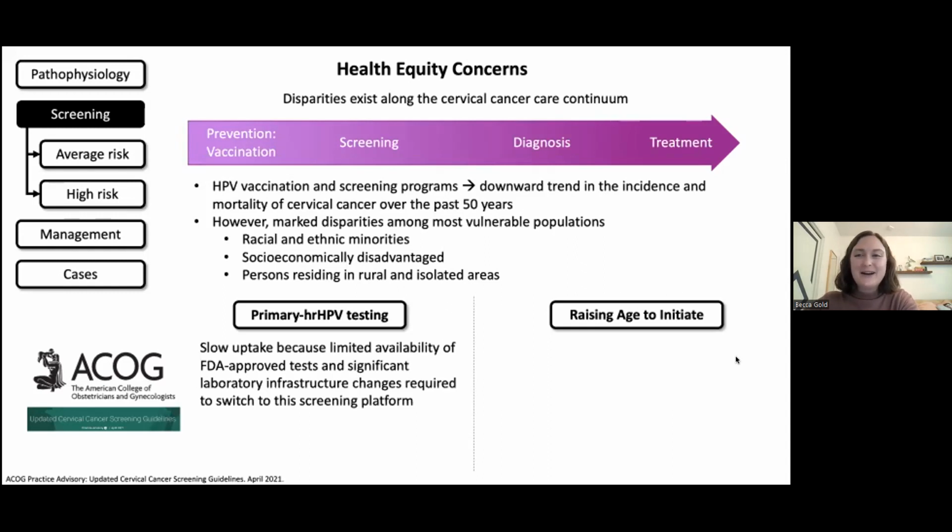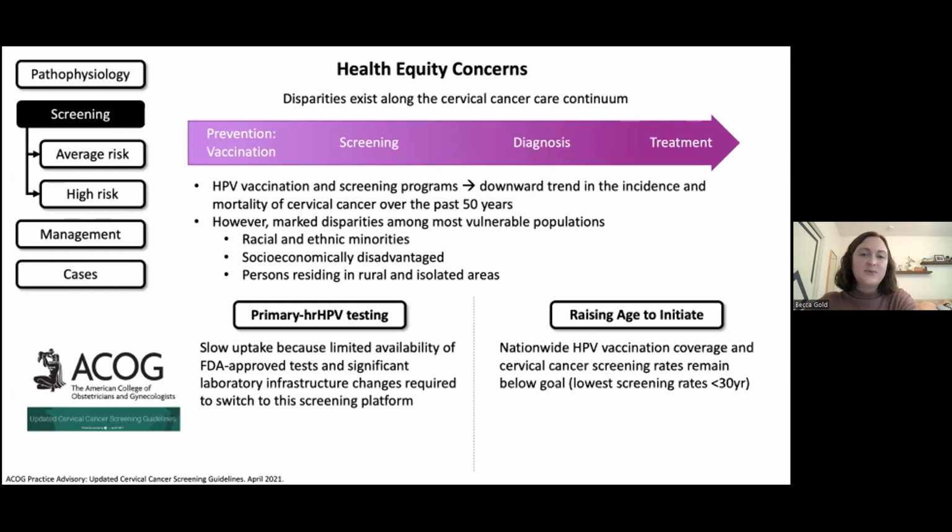The second point they bring up is that ACS recommends changing the age of screening to start at age 25. And as you all will know, vaccination and screening is our first opportunity to prevent and intervene early before folks develop cervical cancer. But unfortunately, nationwide, our HPV vaccine coverage and screening rates are still below goal. And it's unfortunately in this less than 30-year-old population that we see the lowest screening rates.